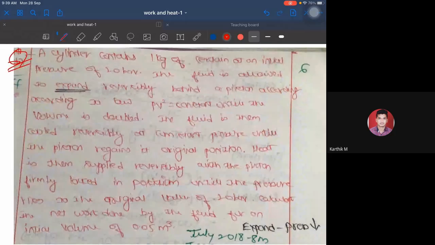While you are taking down, just try to read the problem. When you read the problem, try to plot the PV diagram of it. I'm telling you, if you draw a PV diagram of any problem, 90% of your work is done. That means it is a 100% chance that your problem would be right.